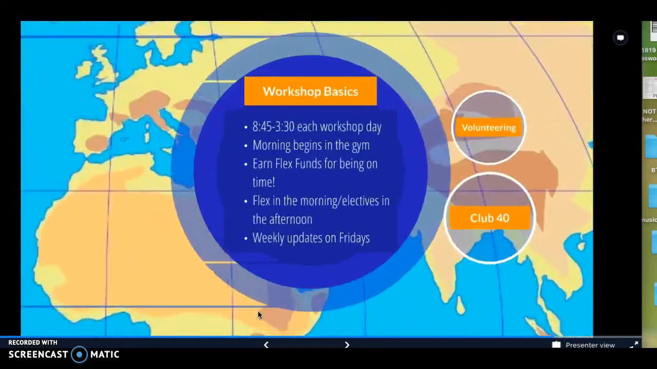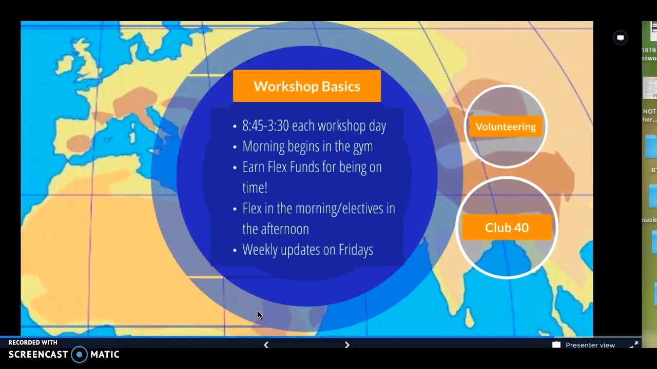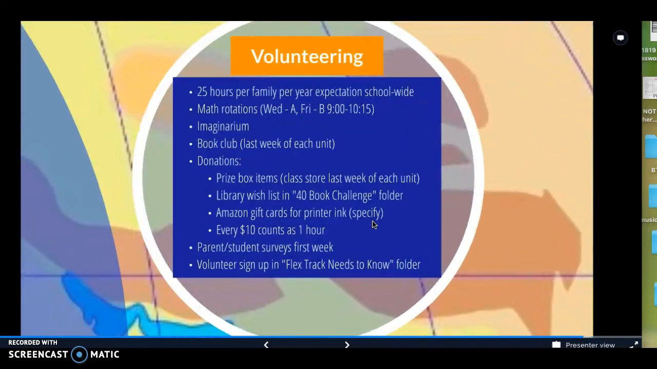All right, last but not least, workshop basics. We start at 8:45 in the gym. We're done at 3:30 each workshop day. Your student will earn flex funds, which they use for the store for various reasons, but every day they earn flex funds for being on time and walking up the stairs with us to class. We have flex in the morning, electives in the afternoon, and I send out weekly updates on Friday. If you're not receiving those, please make sure that you check with me because something must be wrong. I'm pretty consistent about those weekly updates.